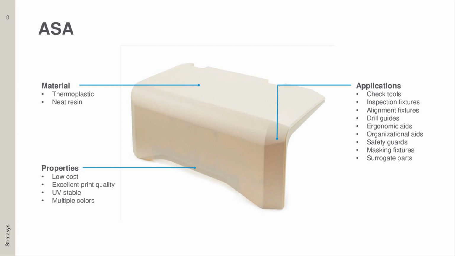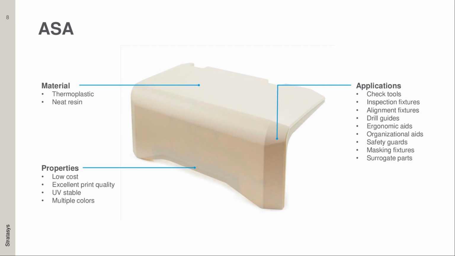And some of the examples are check tools, inspection fixtures, drill guides, ergonomic aids, masking fixtures, things that will probably not have a lot of load applied to them. They're more for holding a part during assembly, and things that won't be experiencing extreme conditions, like I said, elevated temperature, exposure to chemicals, things like that. And the reason that I say that this is a great material is because it's a low-cost material compared to some of the other FDM materials.